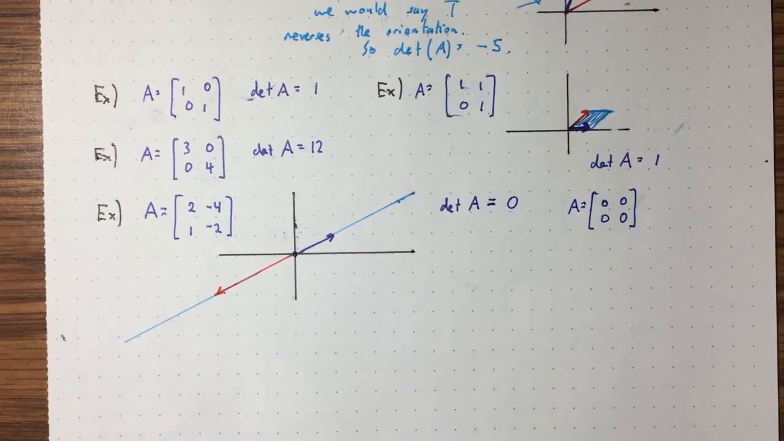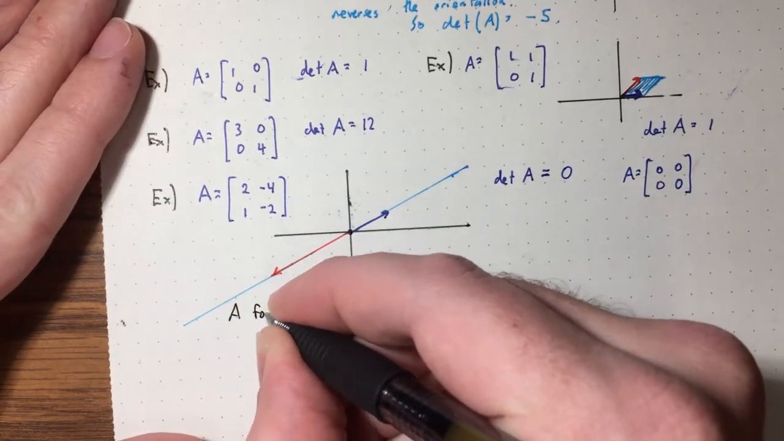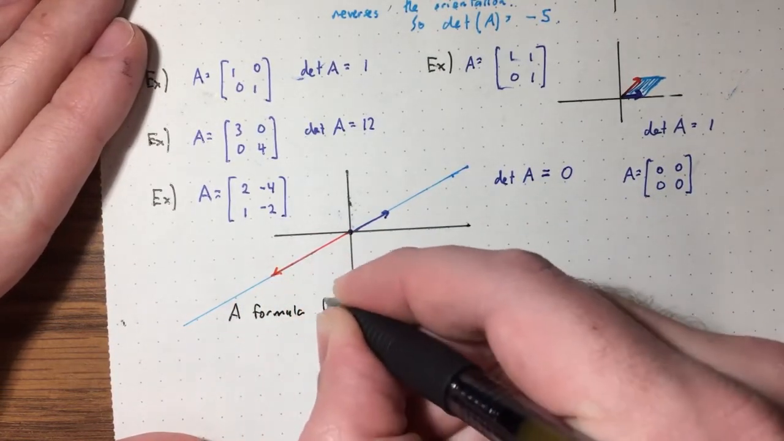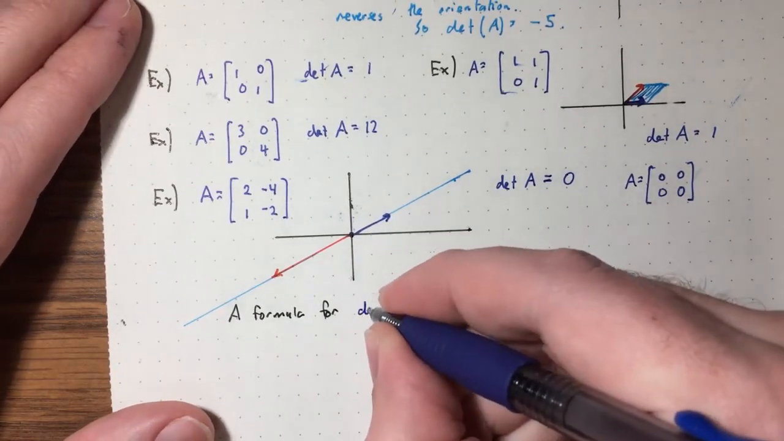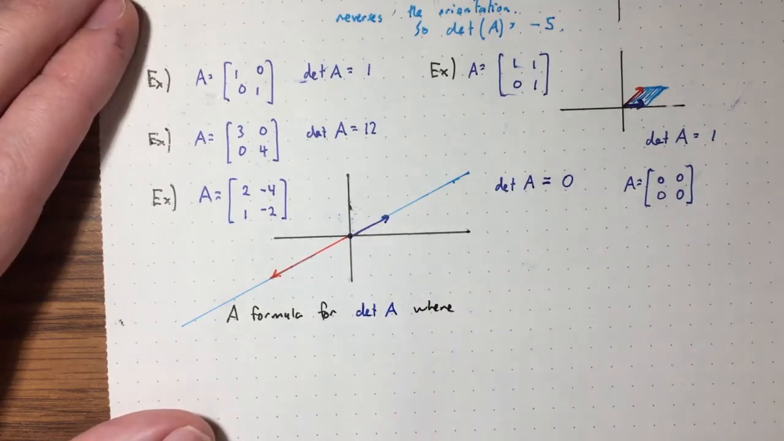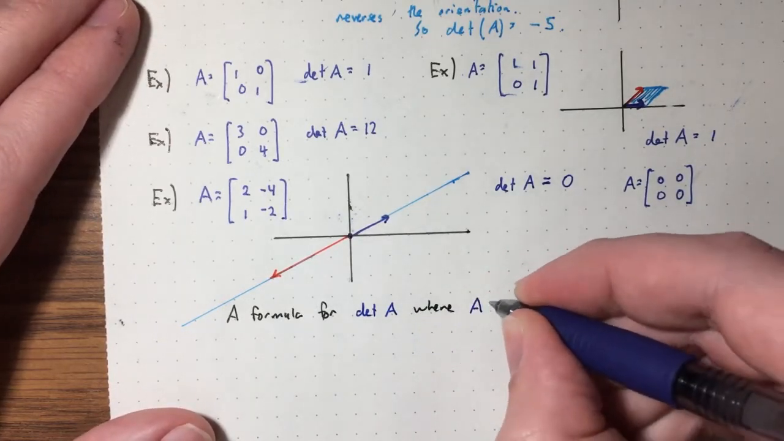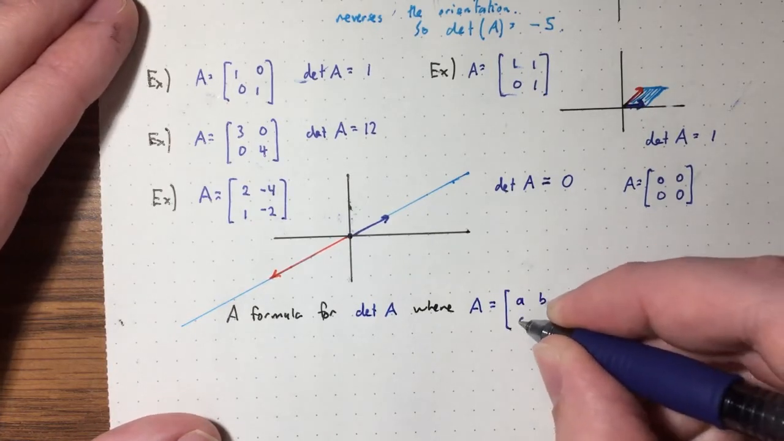Okay, I promised you the formula. So a formula for the determinant of A, where A is a 2 by 2 matrix. So let me write it out. Let's put A, B, C, D for the entries.